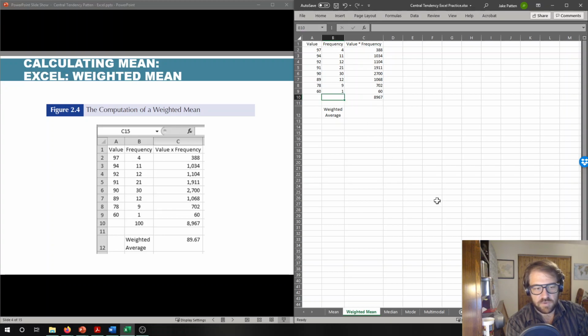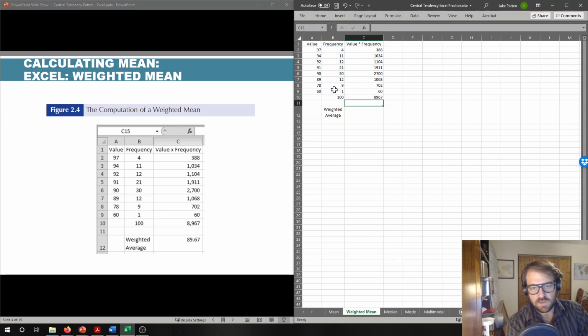Now, I also want to take the sum of the frequency here. Why? Because we need to know how many things there are. So I'm going to say sum, and I could select all these, right? But just to remind you of the other way you can do this, I'm going to type in B2 colon, which means through, B9.